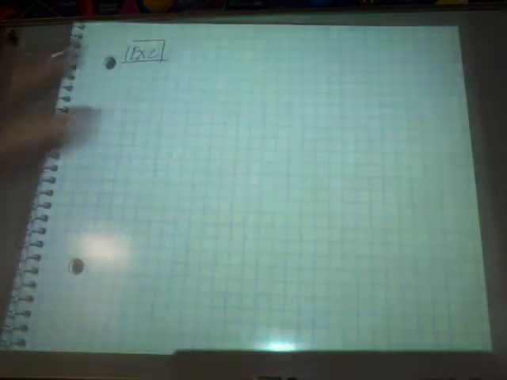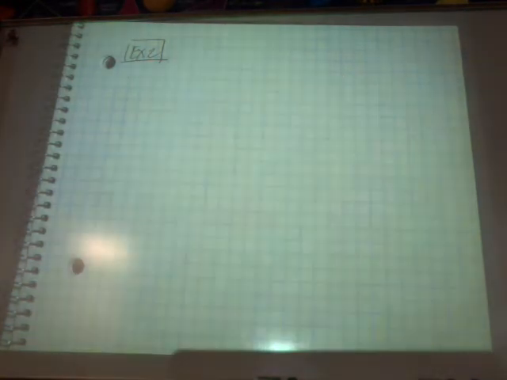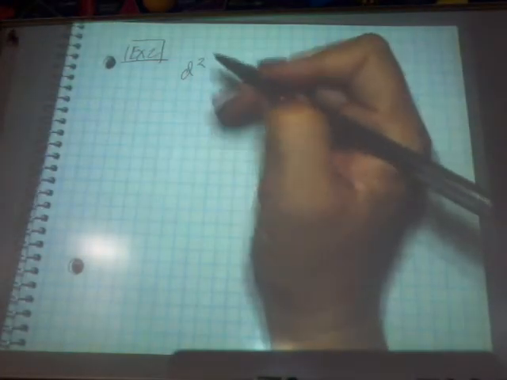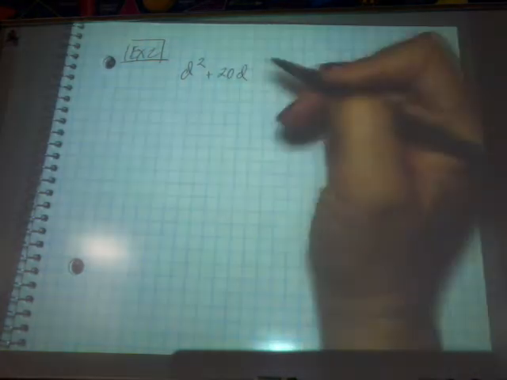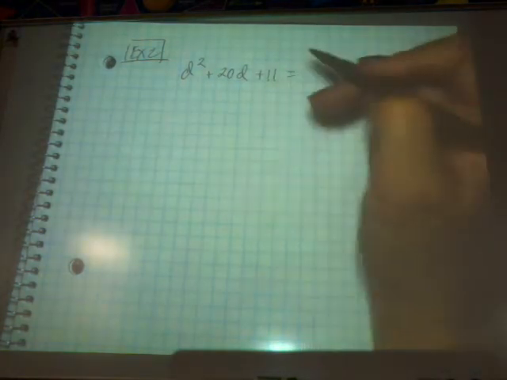So example 2. This time I'm going to give you x squared. No, I don't like that one. I'm going to choose a different one. How about this? Might be interesting. All right, so we're going to try d squared plus 20d plus 11 equals 200.